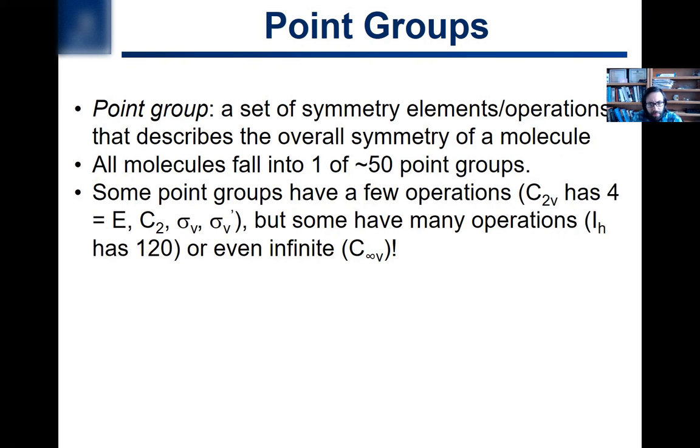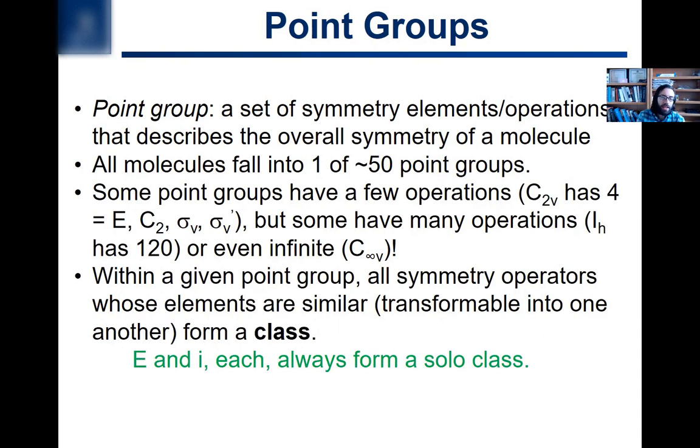Okay. Other point groups have many, many operations. The Ih point group, which stands for icosahedral, has 120 symmetry operations. And there are molecules that fall in this icosahedral point group, or even infinite ones, like the point group called C infinity v. This is for a linear molecule.